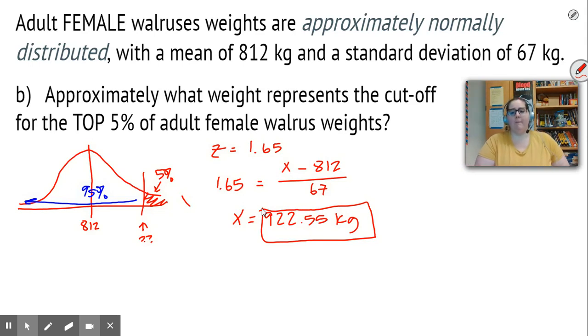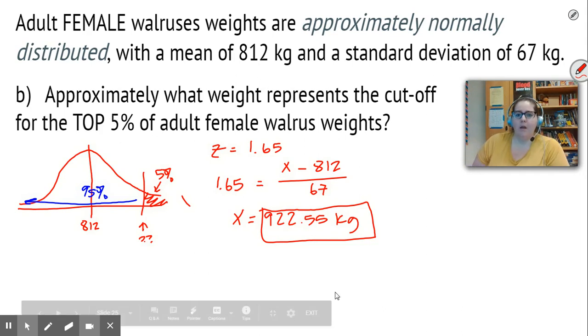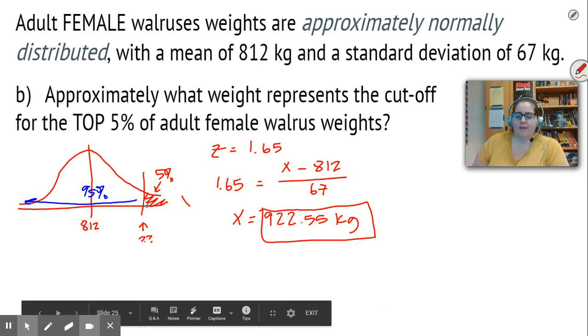My suggestion on questions like these, and in this stuff in general, is use your common sense and draw the picture. If we're talking about the top 5%, my answer should be above the mean. That makes sense. If you're getting a value that is below the mean, something went wrong. Probably you forgot to do the whole 1 minus situation. So just be very, very careful on a question like this.